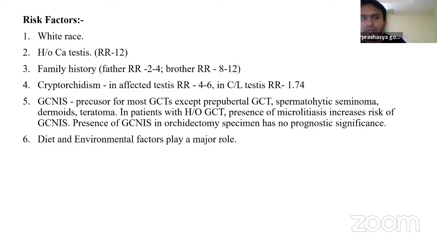And then there is germ cell neoplasia in situ, ITGCN or GCNIS, which is considered to be the precursor of most GCTs except prepubertal spermatocytic seminomas, dermoids, and teratoma. In patients with history of GCT, the presence of microlithiasis as seen on USG determines an increased risk of GCNIS. However, the presence of GCNIS in an otherwise orchidectomy specimen has no prognostic significance. Also, diet and environmental factors play a major role in the development of germ cell neoplasm.